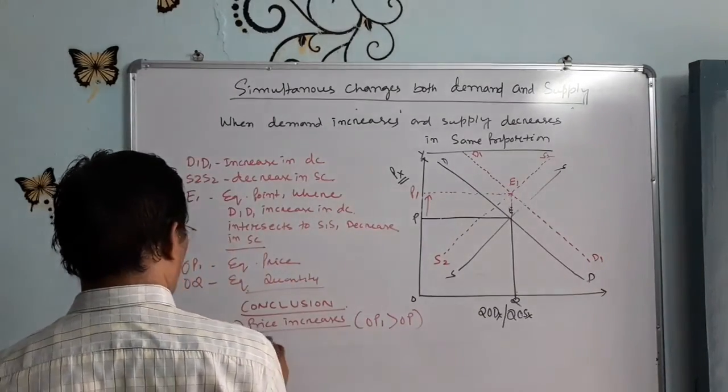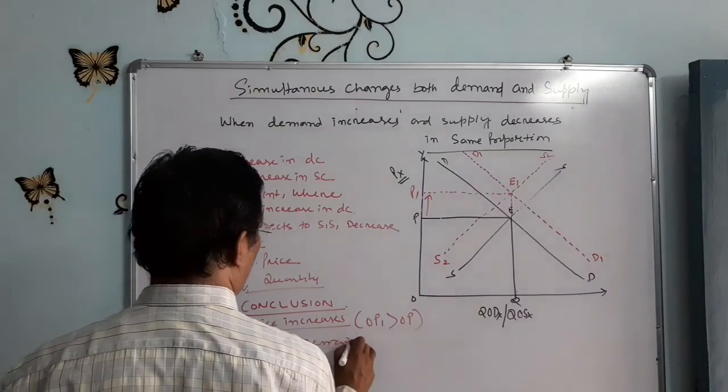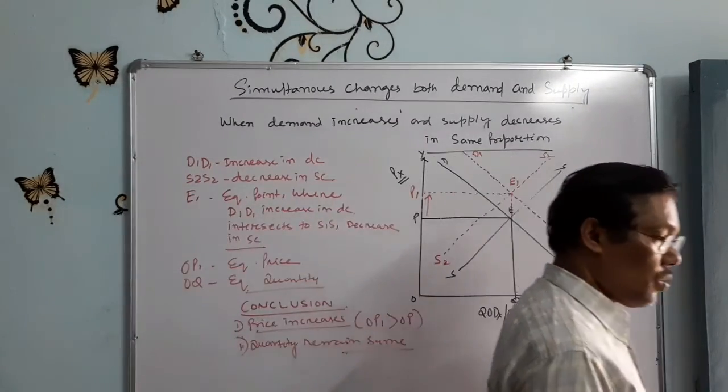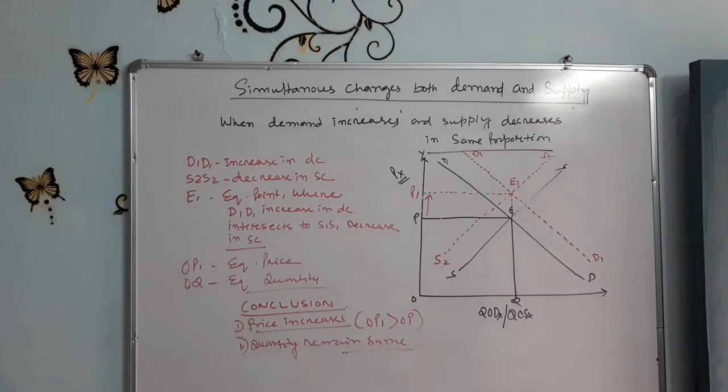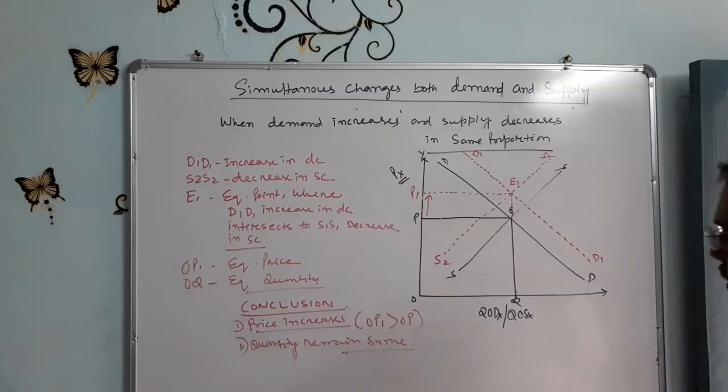And number two, quantity remains same, because previously it was OQ and now also it is OQ after the changes in demand and supply. After the increase in demand and decrease in supply, the equilibrium quantity is OQ, so the quantity remains same and price increases, because the previous price was OP and the latest price is OP1.